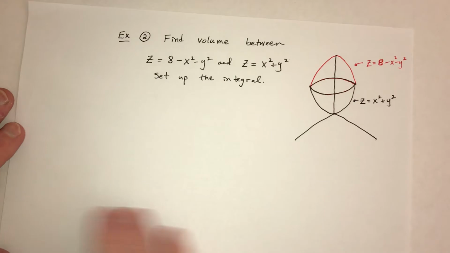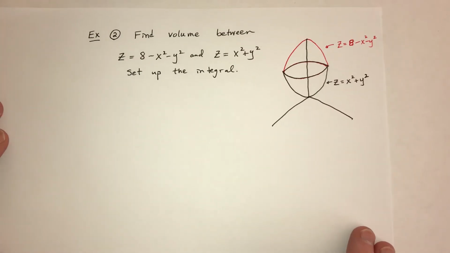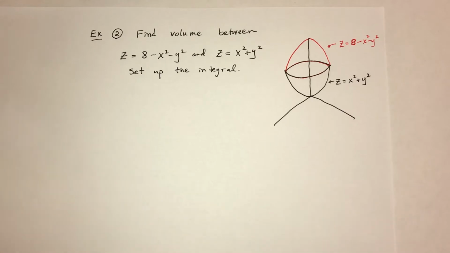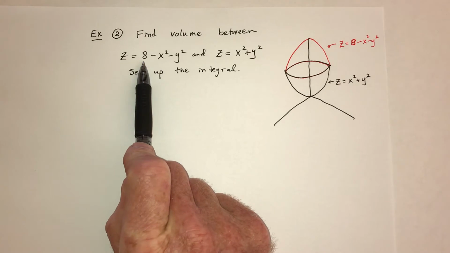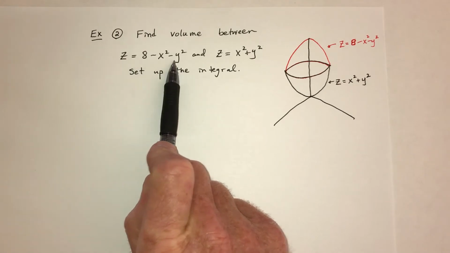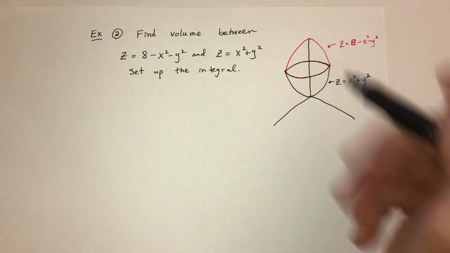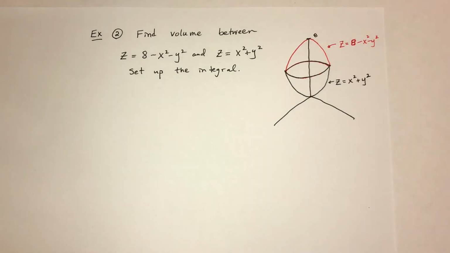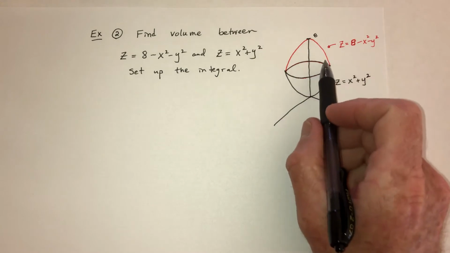All right, then for example number 2, see, I prepared, I did my homework. Find the volume between these two paraboloids. So this one got shifted up by 8, and because of the negatives, it's upside down. So that's the red one. So up here is an 8. And then it's opening down like this.